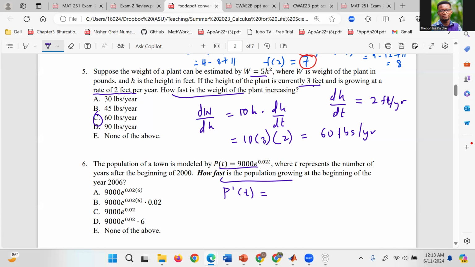So our P prime would then be what? Remember how we differentiate the exponential function: we differentiate the exponent, then multiply the result by the whole thing. So we're going to have 9,000 multiplying the point. Okay, so with this, our result will be B. Okay, good.